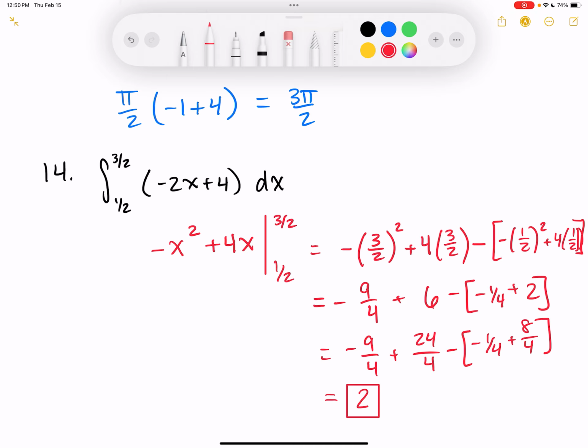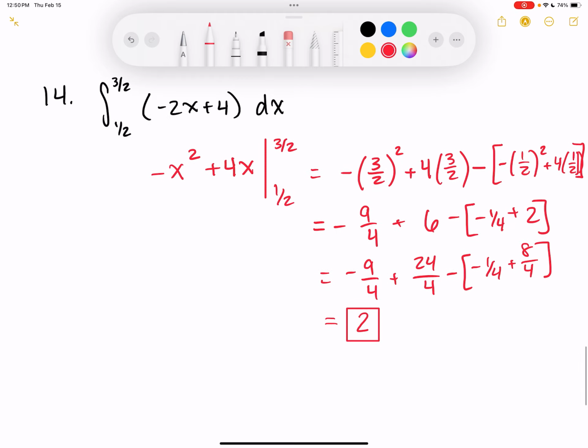So something like this is very likely to be on your no calculator portion, because that's something you could easily do by hand. So I'm not going to say you can't have a calculator to add those fractions, but just know when you get to the exam you probably won't have one.